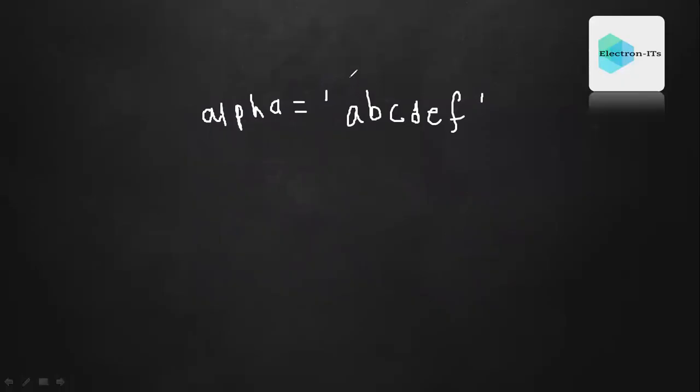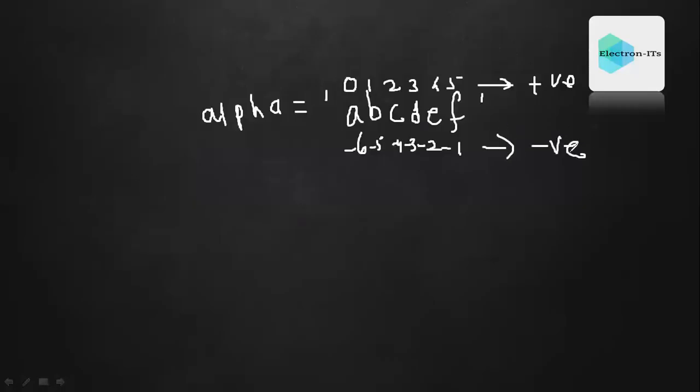You have to remember that in Python it always starts from 0. So 0, 1, 2, 3, 4, 5. This is positive numbering. We use positive here, and negative will start from -1. So -1, -2, -3, -4, -5, and -6. So this is negative numbering. Likewise, you have to use it.